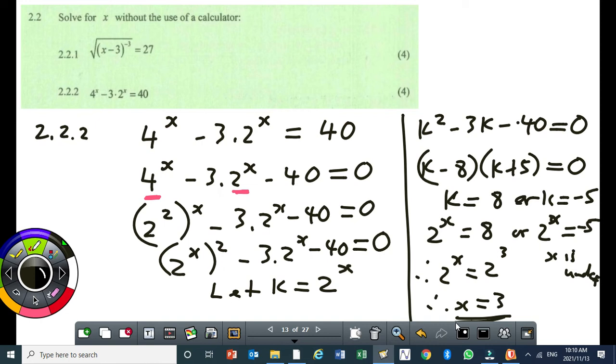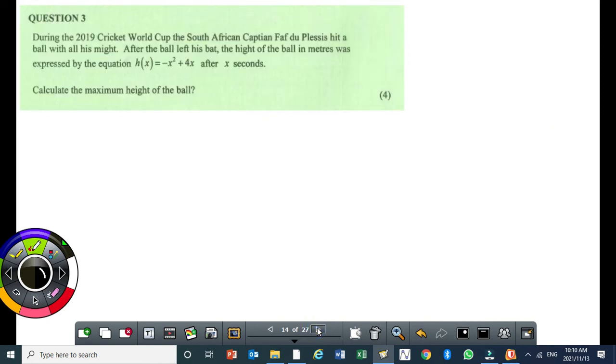Alright? Are you following that? Okay? So be ready for an exponential equation like this. Be ready for that. And then the next question is a higher order question. It's a word problem, but it looks very scary, though it's a very easy question.